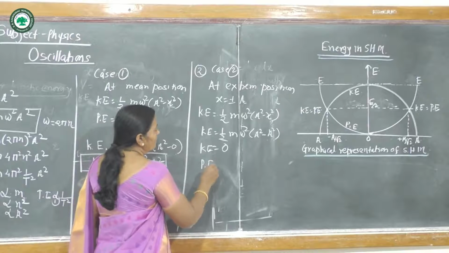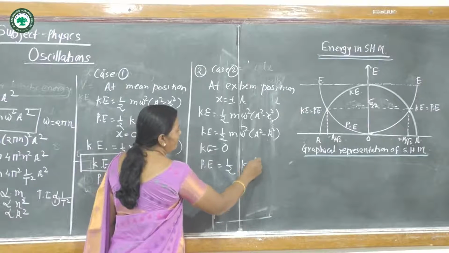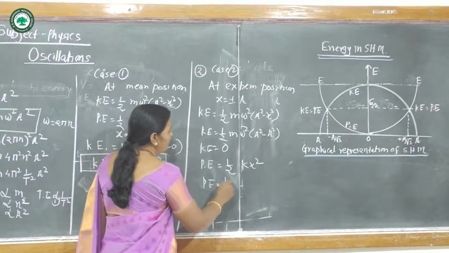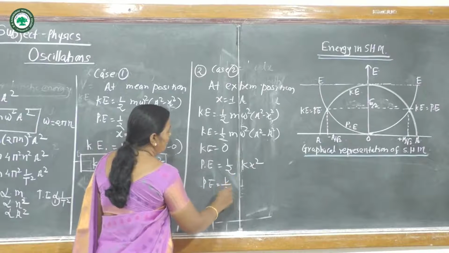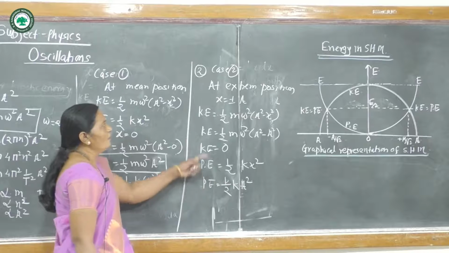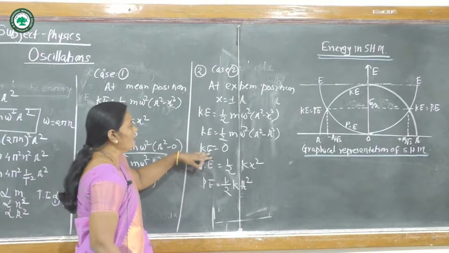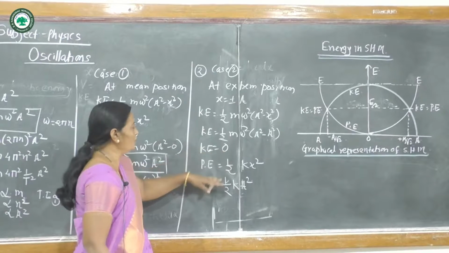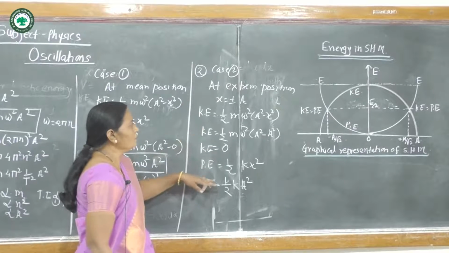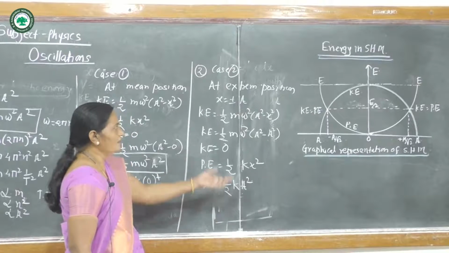Now substitute in potential energy. We have potential energy = 1/2 k x square. Substituting the value of x, it is 1/2 k a square. That is, when the particle is at extreme position, the kinetic energy is 0 and potential energy is maximum. At extreme position the total energy is entirely potential.